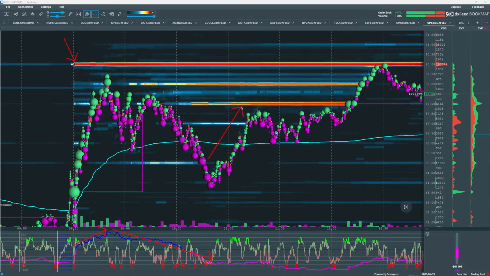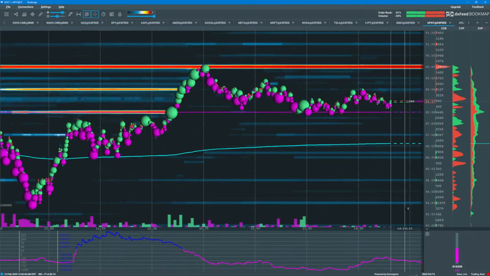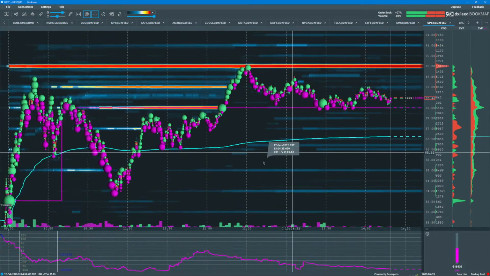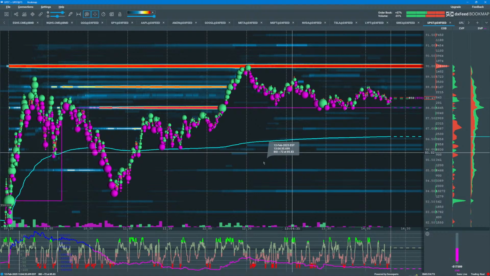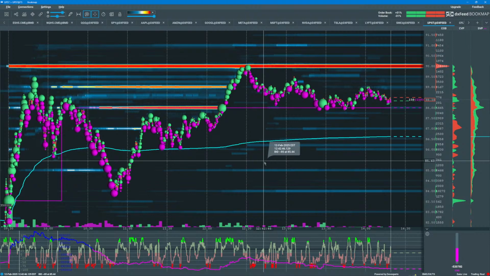Call buyers resume, then take the foot off the gas. More call buyers taking Upstart up to that 90 liquidity level. Looks like absorption at that level, but those limit sell orders in the order book remain in place at 90. So still an upside target if the call buyers come back in for Upstart.